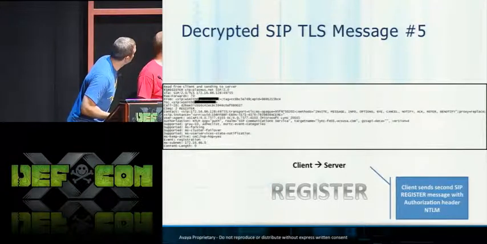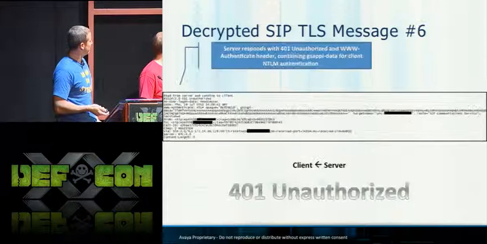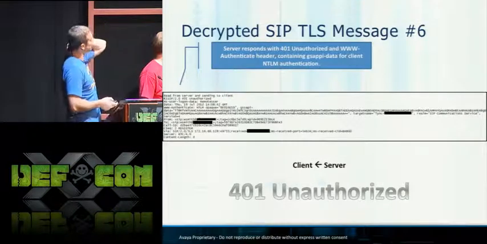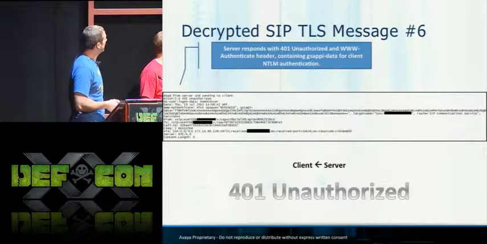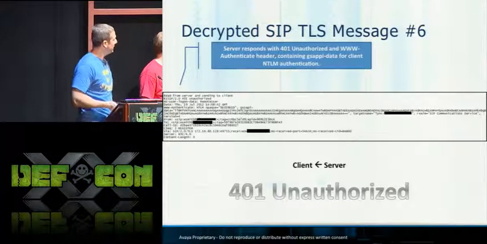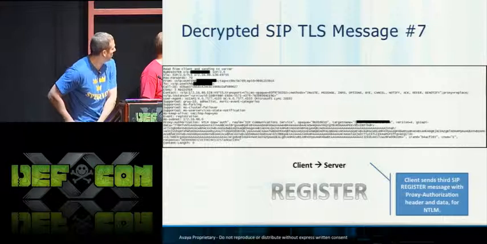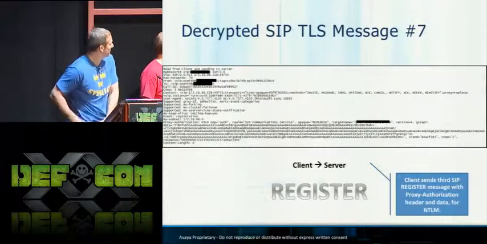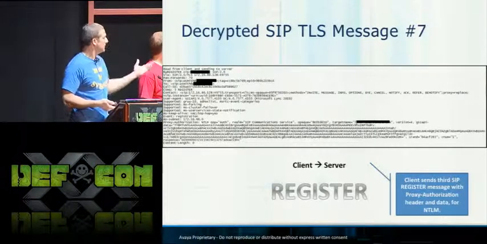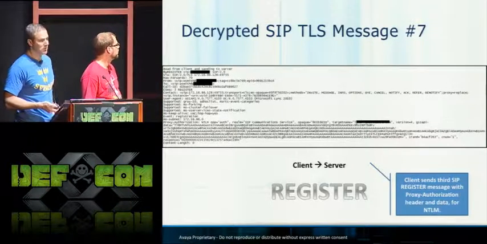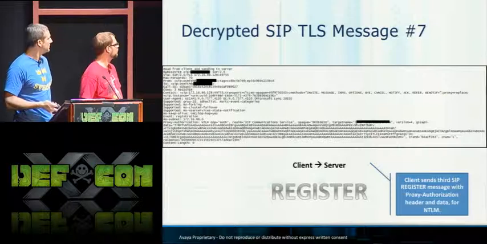Somewhere there. Yeah, there it is. Authorization NTLM. Then the server responds with 401 Unauthorized with actually the challenge with the GSSAPI data. And you see it there in the WWW-Authenticate NTLM and the data right there. So then the client, the Lync client, just uses that data to create the proxy authorization header with NTLM. And the data section there is actually a base64 encoded NTLM packet.